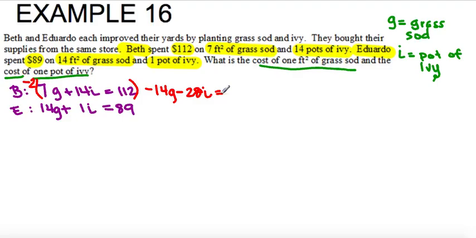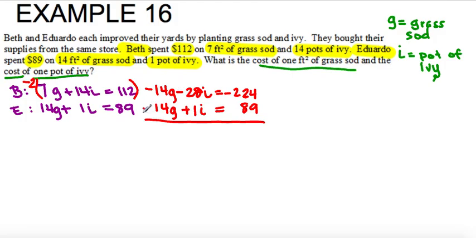And then -2 times 112 is -224. And the bottom equation just comes down. So 14g plus 1I equals 89.